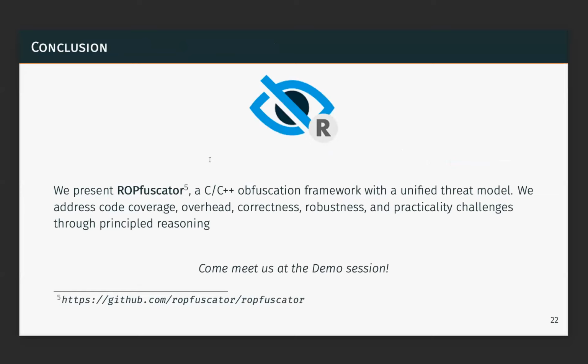So in conclusion, we presented ROPfuscator with a unified threat model, and we experimented on code coverage, overhead, correctness, robustness, and practicality challenges. ROPfuscator is available open source, and we're going to wait for you at the demo session. And we would also like to obfuscate arbitrary packages from the Nix repository. So come visit us, and thank you for your attention. Any questions?